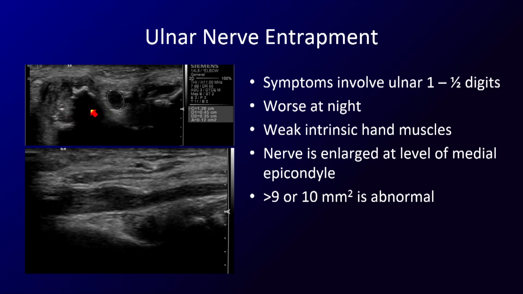So here we are looking transversely at the ulnar nerve at the level of the medial epicondyle, which is here. And we have this ulnar nerve, which is measuring 12 millimeters squared in cross-sectional area, abnormally enlarged. And here again is that appearance we expect to see when there is a nerve entrapment. So the nerve entrapment is not within the tunnel, but just before it enters. So here's the nerve, which is normal, and proximal to that nerve is thickened and hypoechoic.